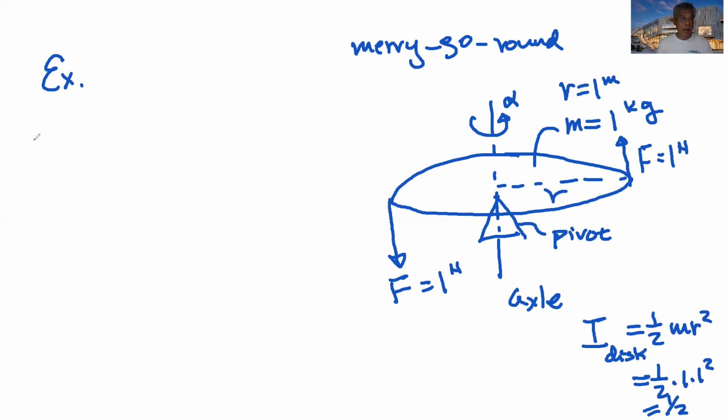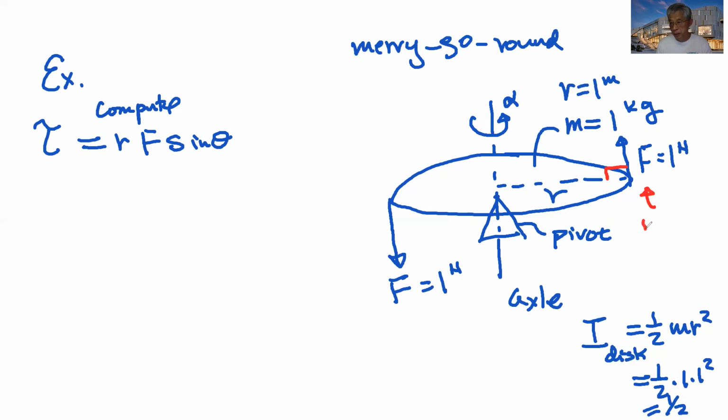Now let's compute the tau first. To compute the tau, we use tau is equal to R F sine theta. Let me change the color here so it's a little more obvious. This angle here is still 90, but they are in the plane. This force is in the plane of the disk, because I'm drawing a 3D here. So it's not perpendicular, but it's in the plane, and then you have a 90-degree angle. This one too, this one also.